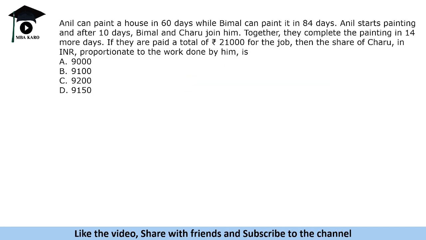Let's see the next question. Anil can paint a house in 60 days while Bimal can paint it in 84 days. Anil 60, Bimal 84. So the best thing here is we take the LCM. Let's say the work is equal to 420, the LCM.